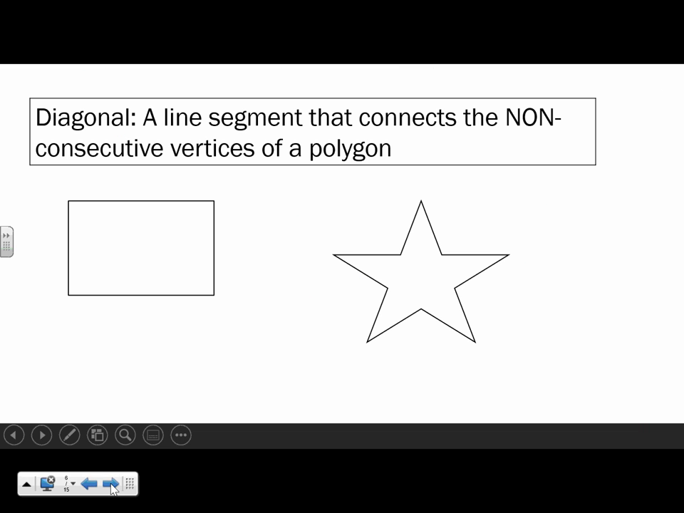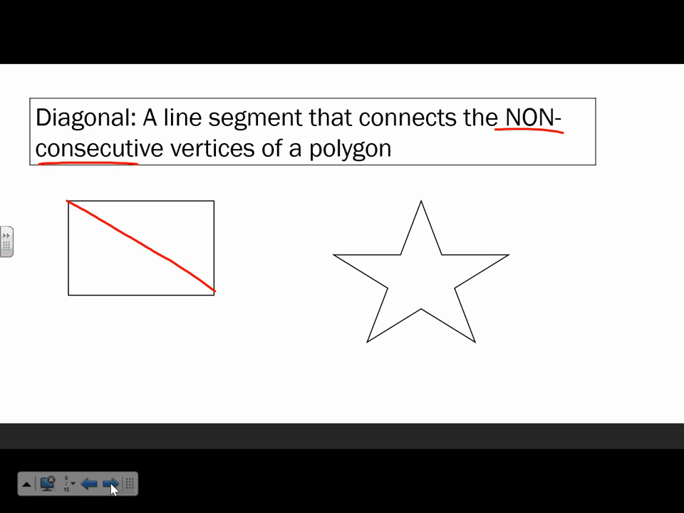The next one: a diagonal is a line segment that connects the non-consecutive vertices of a polygon. First, let's talk about non-consecutive. I should start with consecutive vertices, which are the ones that are right next to each other. They're connected by one of the sides. So those two vertices are consecutive. These two are connected by a side. So we're connecting the ones that are not consecutive to get a diagonal.